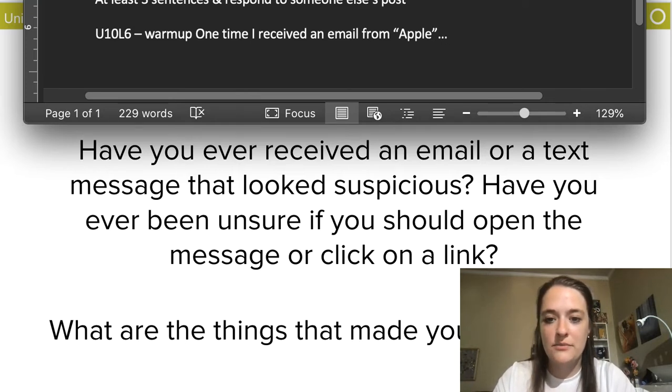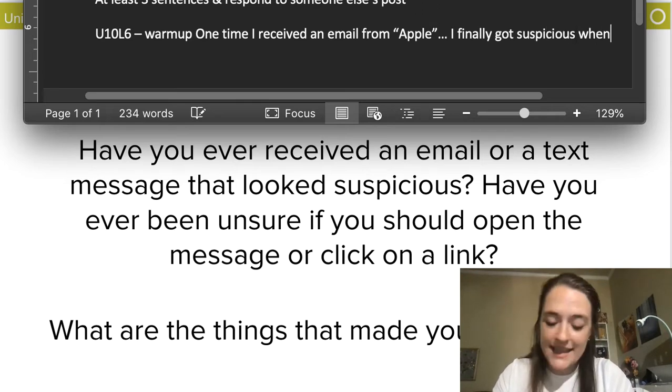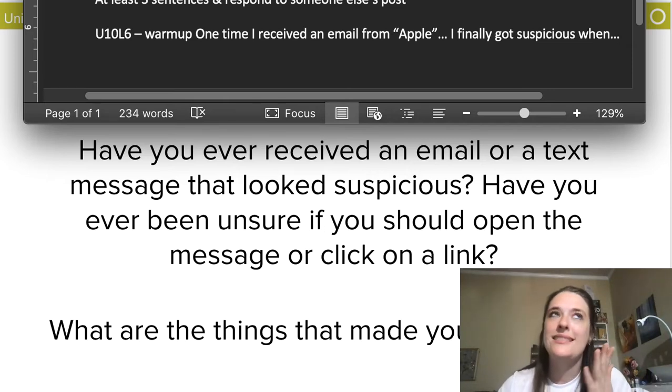What are the things that made you suspicious? I finally got suspicious when, after I clicked on the link, I saw that the URL was not apple.com, it was not paypal.com. Okay, that's when I finally got suspicious, and then I started freaking out because I literally just typed my password into this fake website.